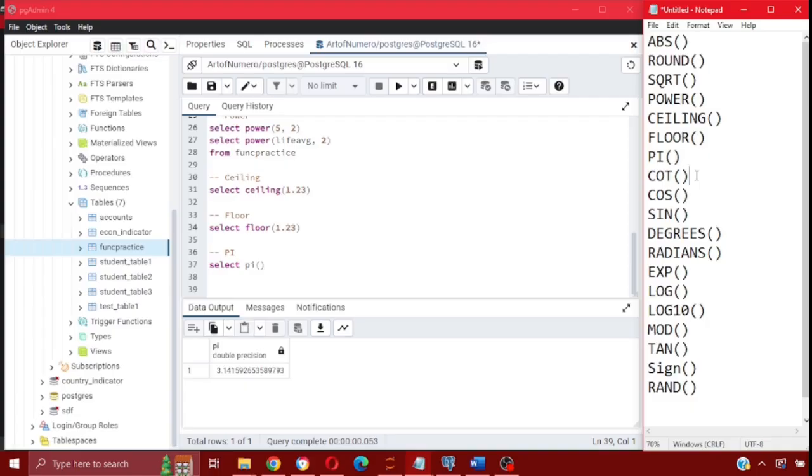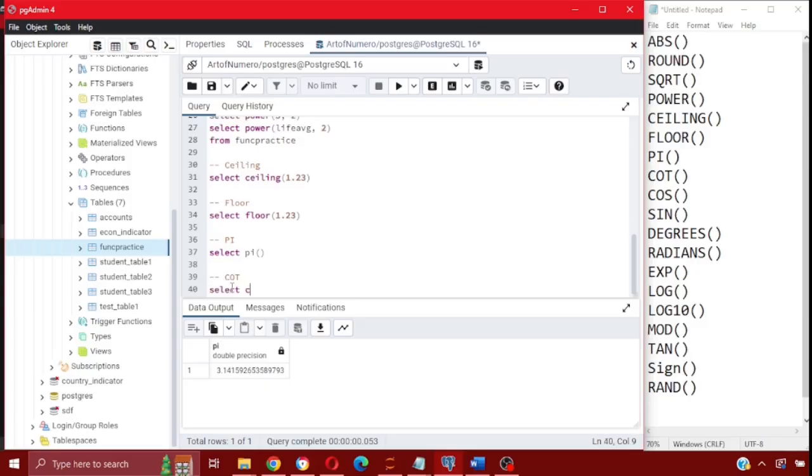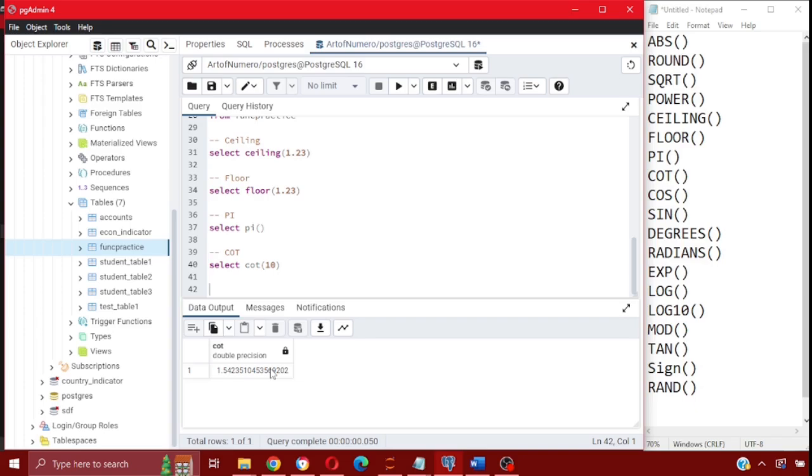The next one is the cotangent. The cotangent function returns the cotangent value for you. Let's say you want to get the cotangent of 10. You're going to pass the value, run the argument, and you get the result here.